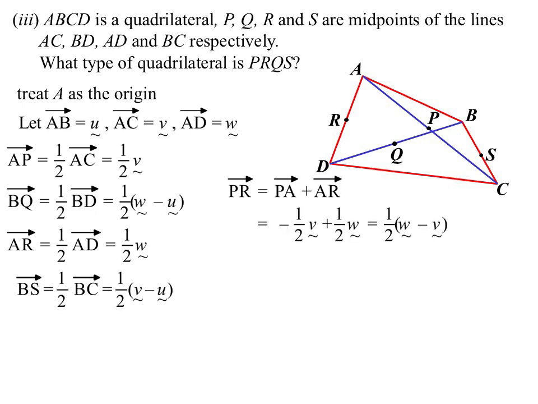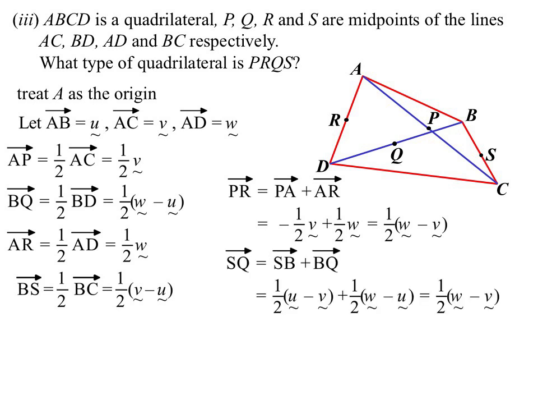See, I'm going to look at PR. How could I get PR? Well, I could get PA and add AR, because if I smash that together, the A's disappear, and I've got PR. So I add those two together. Now, SQ, I can do the same sort of thing. Hang on, they're the same vector. They both turned out to be a half of W minus V. So they are equal vectors.